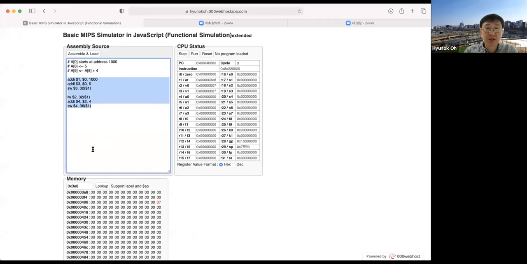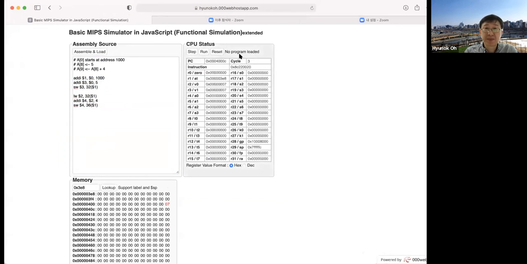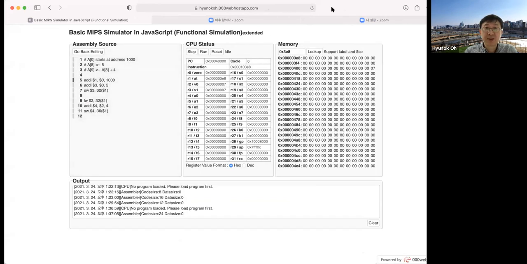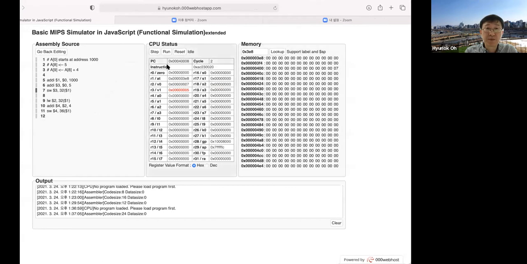So I posted it in the chat window. Let's try whether it's running. Assemble the code first. Then step. Okay, step: $3 is 5. And then when you look at the memory, it is changed to 5, right? 0, 0, 0, 0, 5.